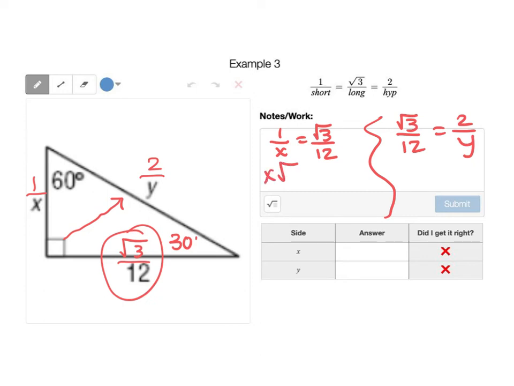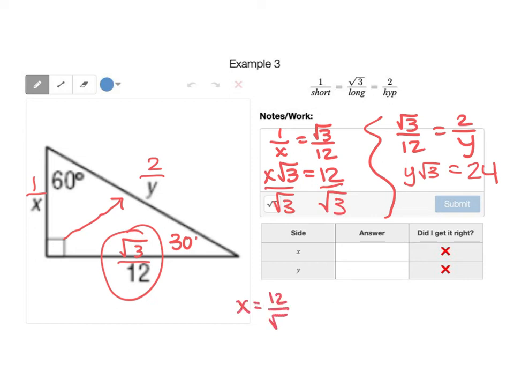Cross multiply, we have x root 3 equals 12. y root 3 equals 24. Okay, divide by root 3. We end up with x equals 12 over root 3, which is the same thing as 12 root 3 over 3, which reduces to 4 root 3, which is the best answer.